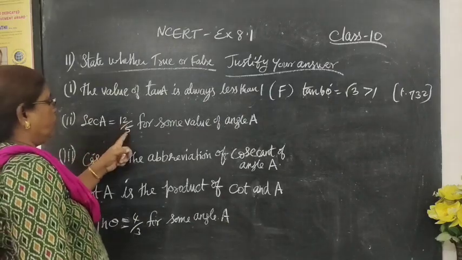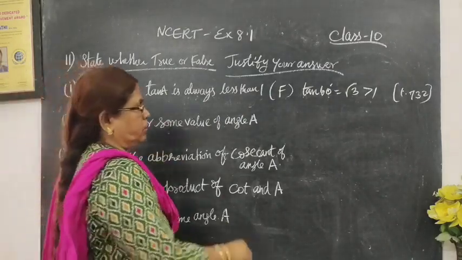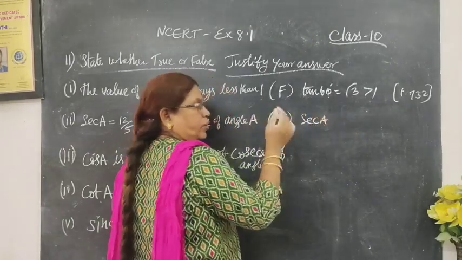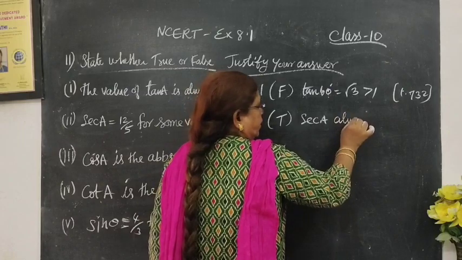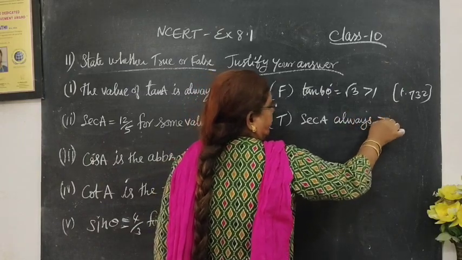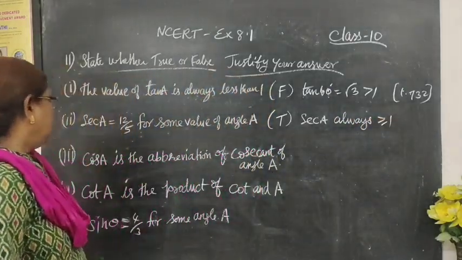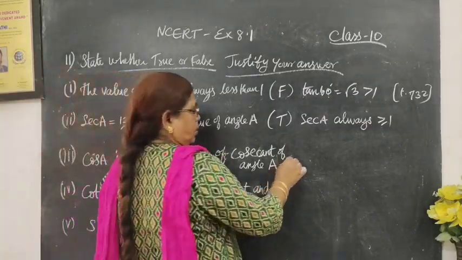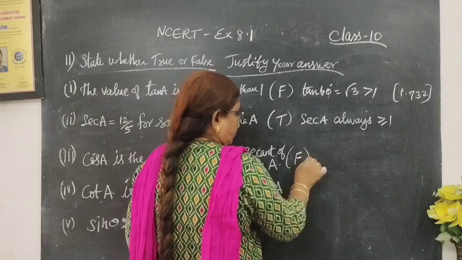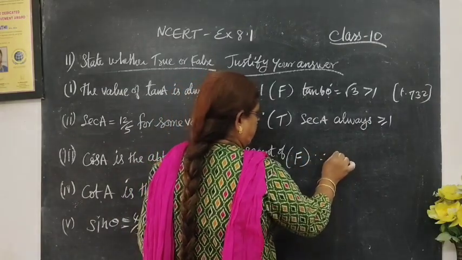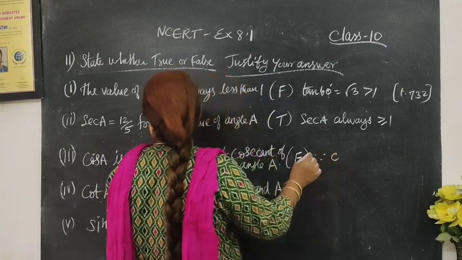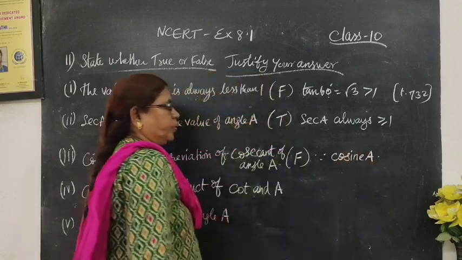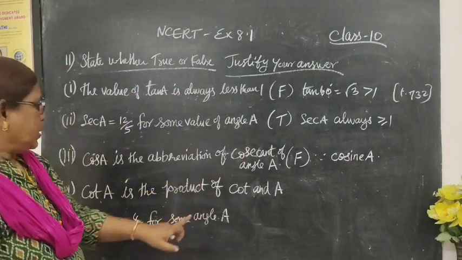Then secant A equal to 12 by 5 for some value of angle. This is true because secant value is always greater than or equal to 1. Cos A is the abbreviation of cosecant A. That is wrong. That is false. Because it is the abbreviation of cosine A.